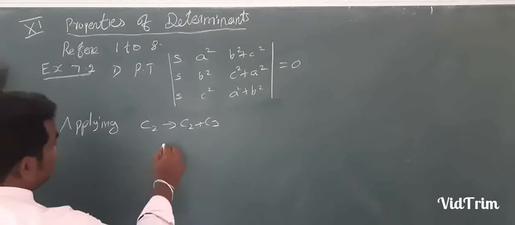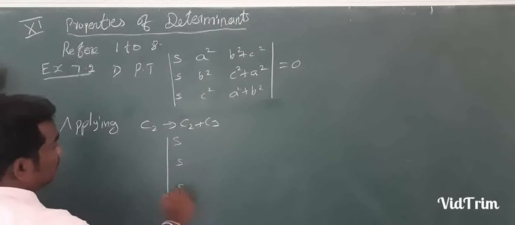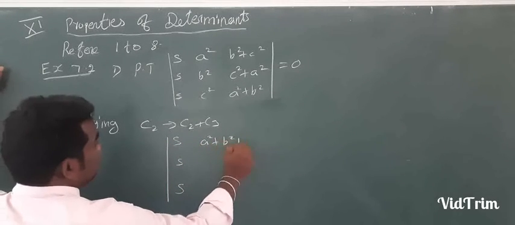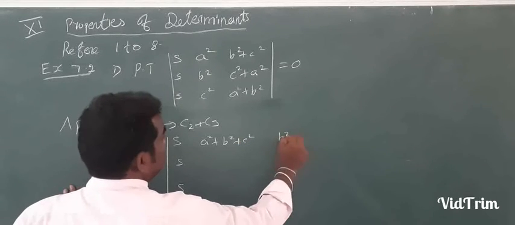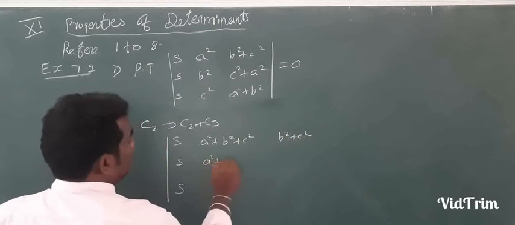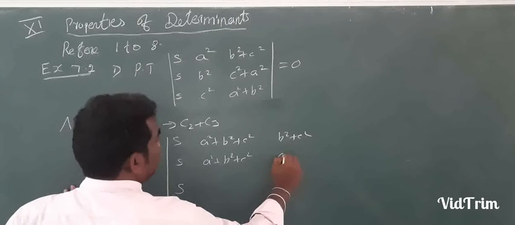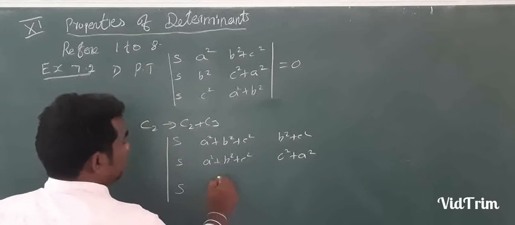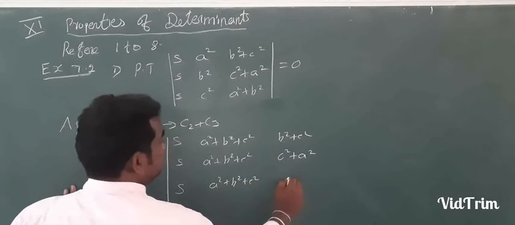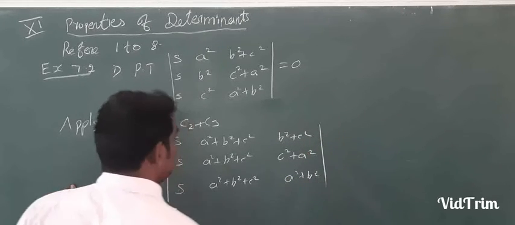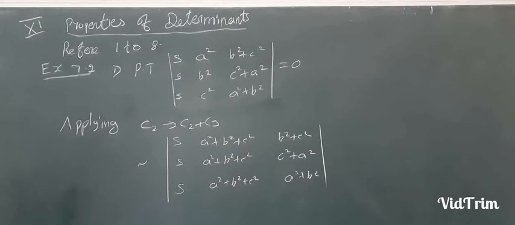So you write a square plus b square plus c square, then b square, c square here. The same thing again will come, then a square plus b square. So next we may take the common terms of 2 columns. One is S from the first column, and the second, a square plus b square plus c square, from the second column. These are the common terms.